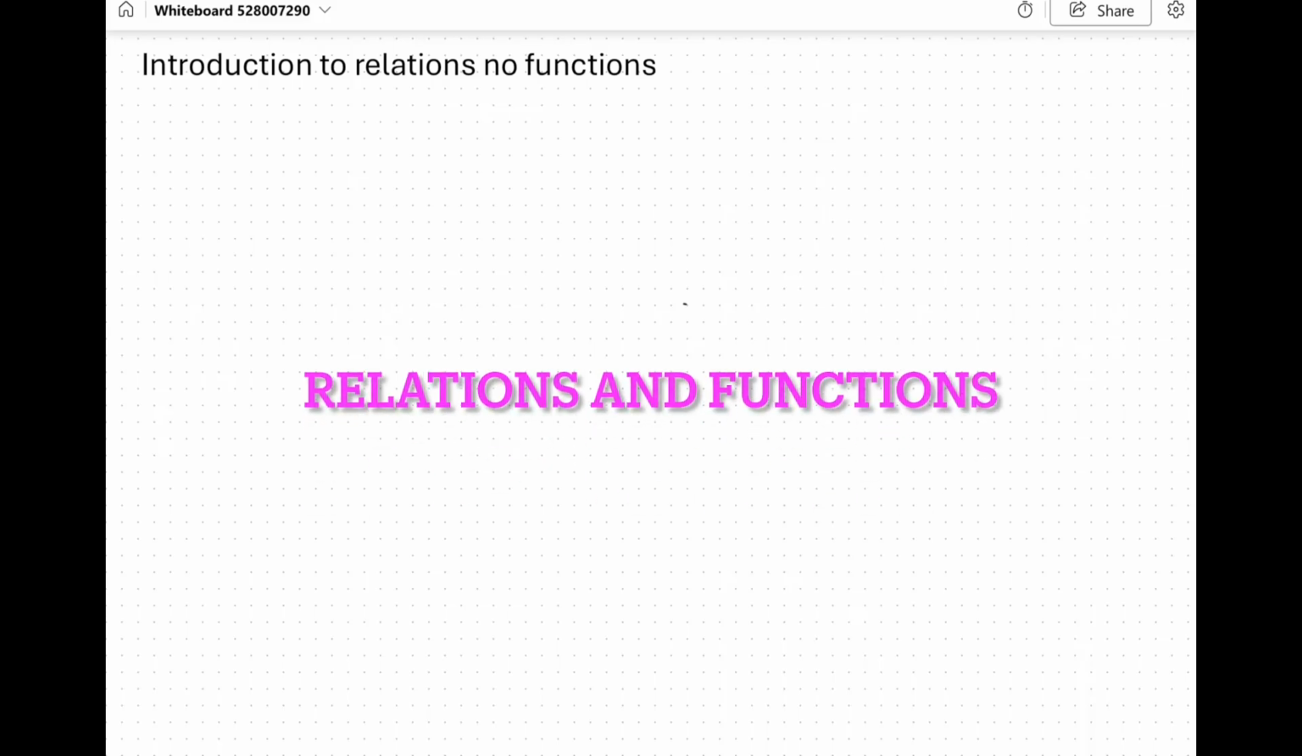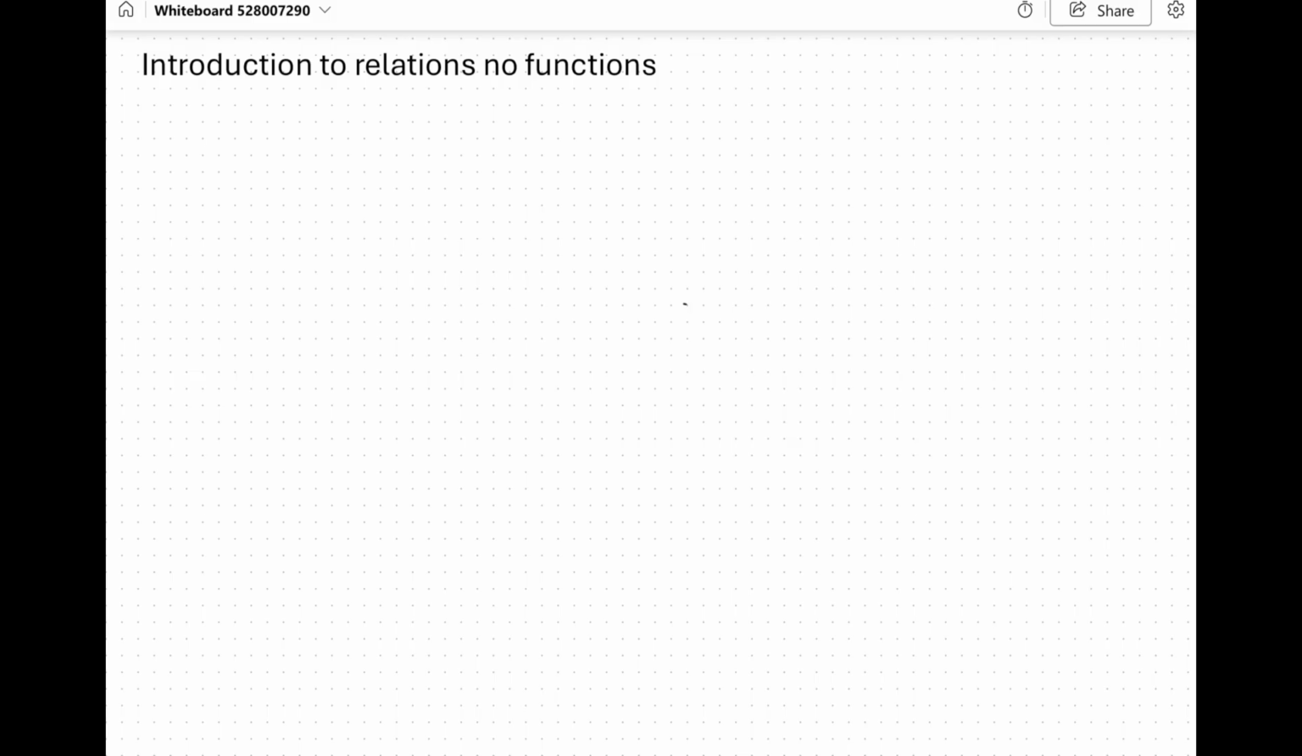Welcome to Introduction to Relations and Functions. A very important definition in this section is what is a function and what is not a function.